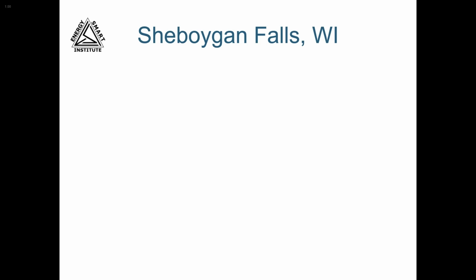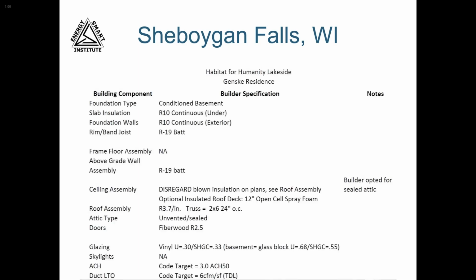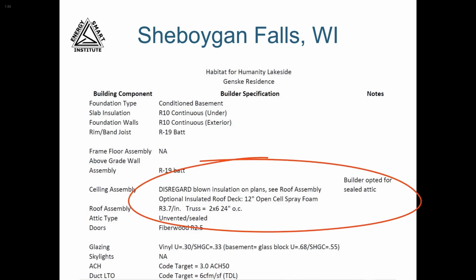Before we jump into working with the plans, let's open up the builder specs and give that a quick review. We can see that the foundation type is a conditioned basement. The slab and the foundation walls are all insulated, and we have insulation information for the rim joist and the above grade walls. Aha, look at this. We see that we should disregard the ceiling insulation as shown on the plans because the builders opted for a sealed attic instead. It's a good thing we didn't just jump into the plans and start modeling.